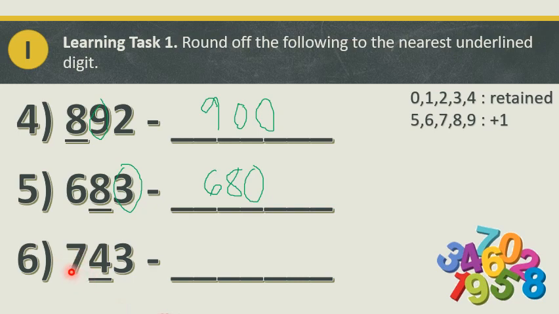Next, number 7, 743. Ano po ang underline digit natin? 4. So, ito ang rounding digit natin. Ano ang nasa kanan niya? 3. So, di ba maliit lang yung 3? Nandito lang siya. So, ibig sabihin, mare-retain yung ating 4. As is pa din siya. Then, ano mangyayari sa nasa kanan? Ito po ay magiging 0. And yung nasa kaliwa ay kokopyahin.